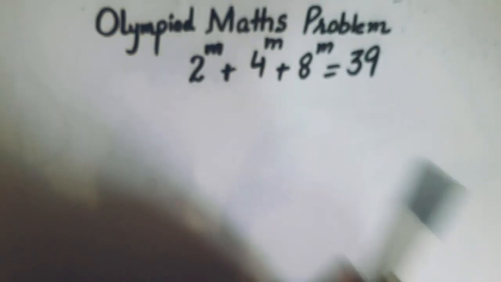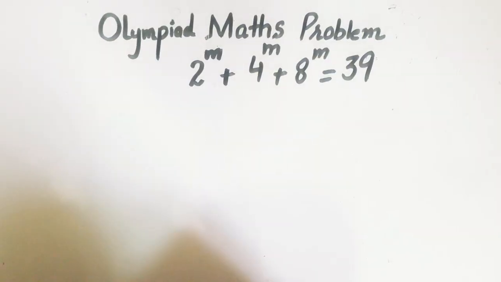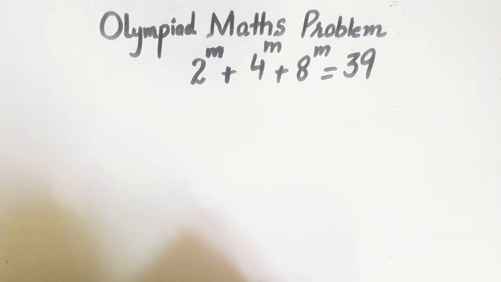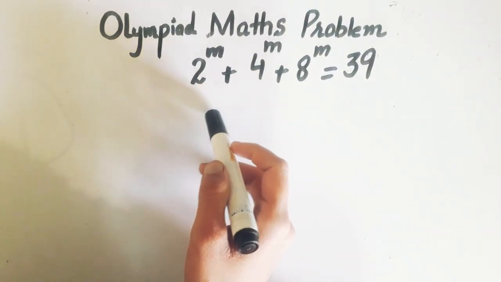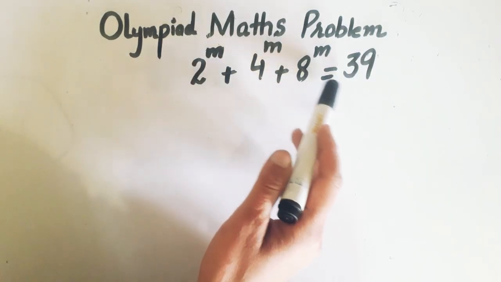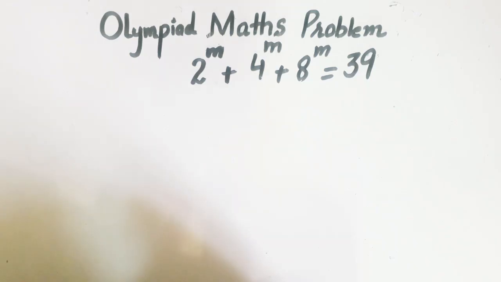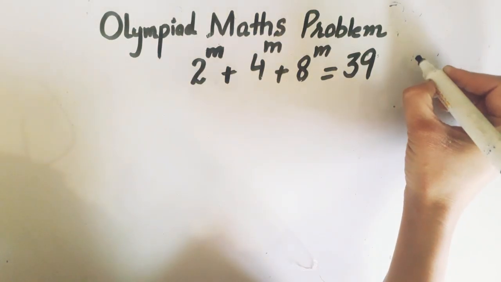Today's Olympiad math problem looks tricky, but when I solve this, it will become easy and simple. So the problem is 2 raised to power m plus 4 raised to power m plus 8 raised to power m equals 39. You have to find the value of m. So how will we solve this question?